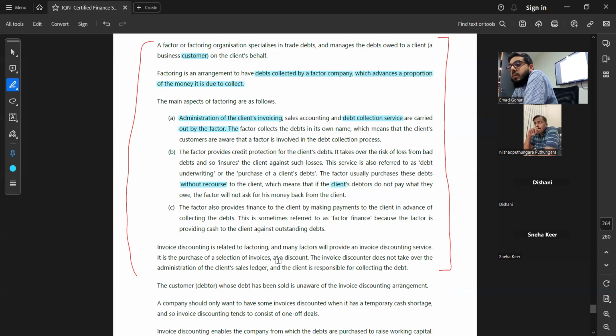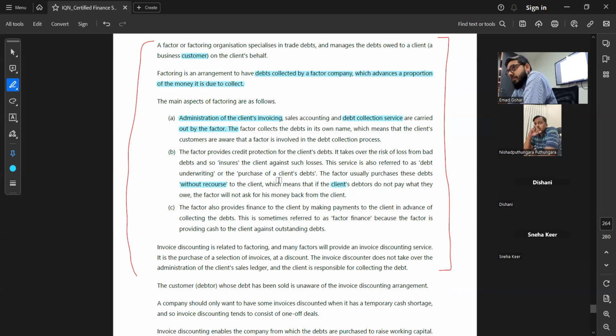Okay, see, in a factoring situation, as they mentioned, the customer will know that the factor is involved. Did you read it? They told you, right? My customer will know that I am engaging another party to collect the money. He will know, my customer will know.